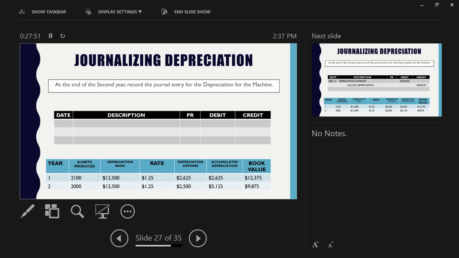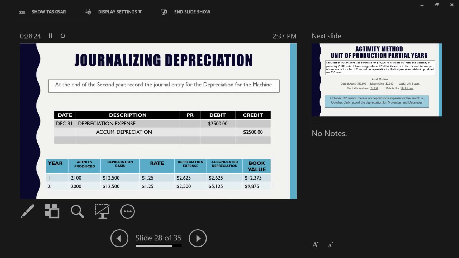All right. Now the question is asking you to journalize the entry for the depreciation for the machine for the second year. What are the journal entries you need to have? Depreciation, and 5,001, right? I mean, 2,500. Yes, 2500 is correct, because we're talking about this year, which is the second year. We're not talking about anything that happened in the past.